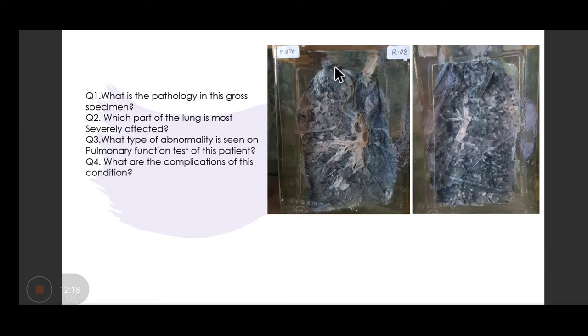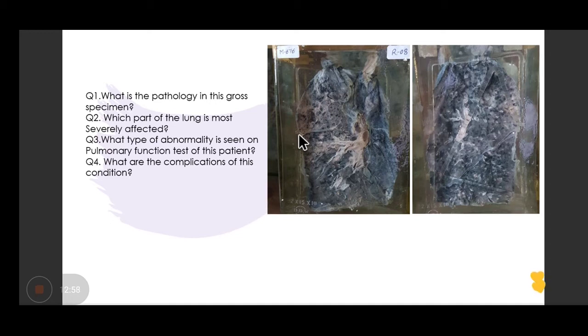So it is not very clearly visible here, but I will just use my pointer. Here on top of the lung it is visible. Okay? There is a bulla here. If you see very carefully, it can be seen, not seen here that clearly, but the bulla is visible here. So which part is most severely affected will be asked. What type of abnormalities in the PFT and complications? These are the questions which are asked in emphysema.